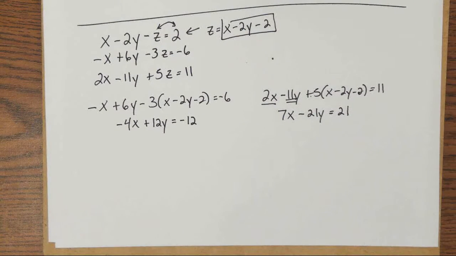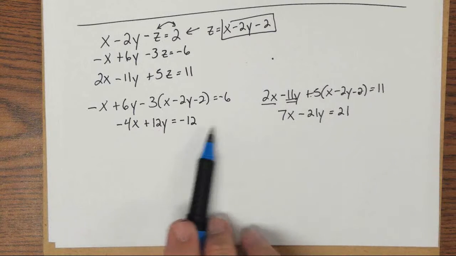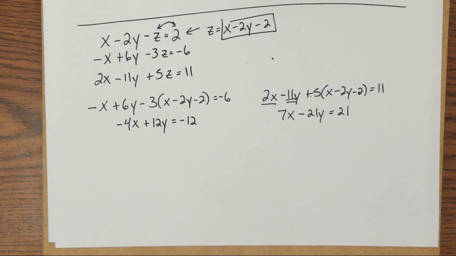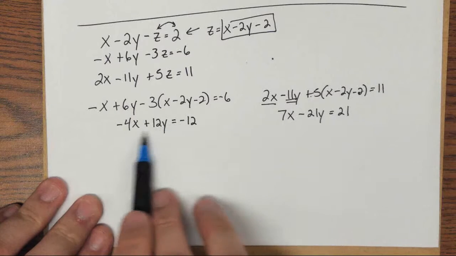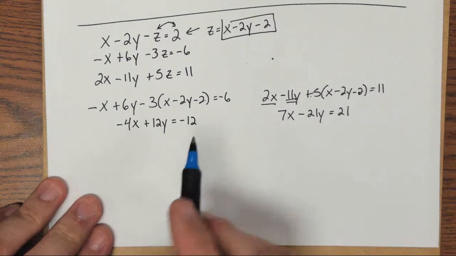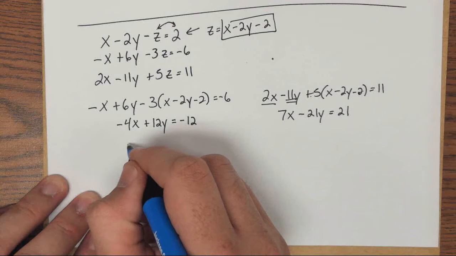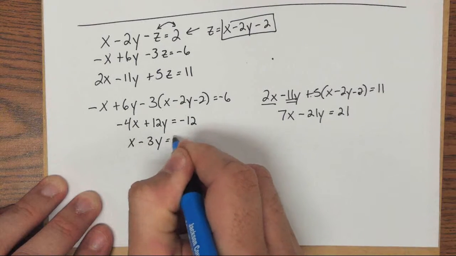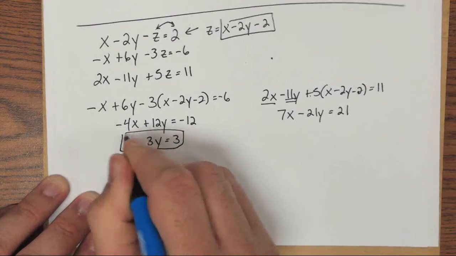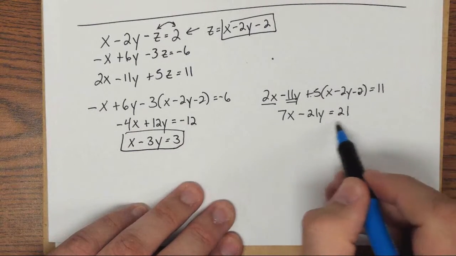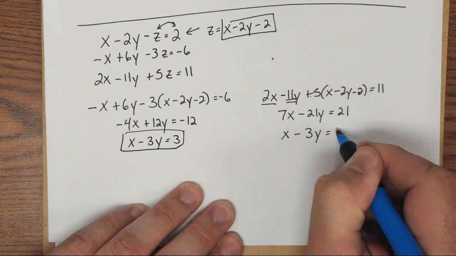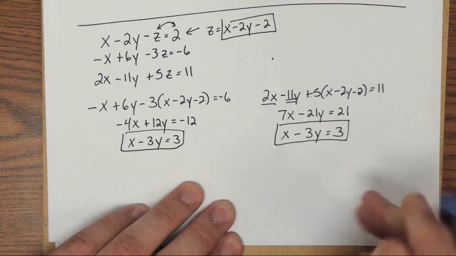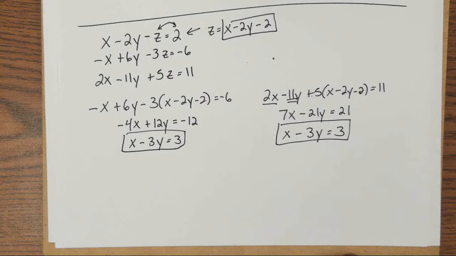Word of advice, and this goes for not just these, but any of them: the same way you reduce fractions, you can reduce equations. I highly recommend doing that. Here I see a 4, a 12, and a 12. All 3 of those are divisible by 4. Clean that linear equation up. Divide everything by negative 4. Gives you x minus 3y equals 3. That looks so much better. Divide here everything by 7. Gives you x minus 3y equals 3, which is the exact same equation.